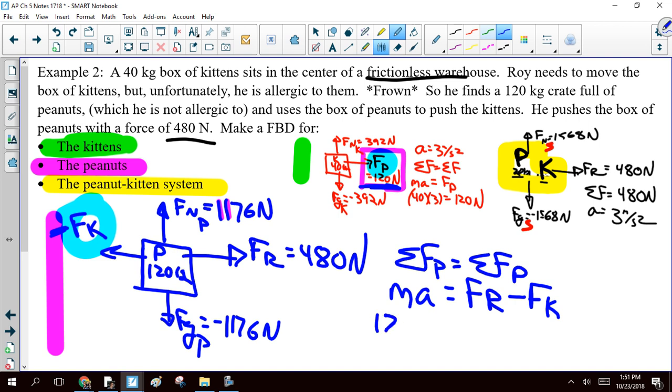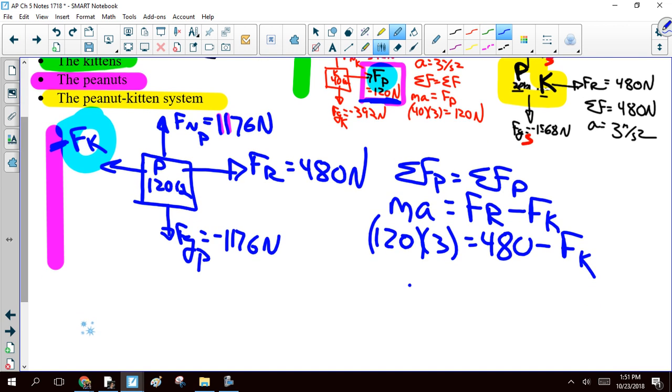So our mass is 120, our acceleration is 3, force of Roy is 480, minus the force from the kittens, right? So solve it, and you discover that the force of the kittens is, in fact, as we would hope, 120 newtons. Okay? And we're happy because it is, in fact, the same as what we got over here. All right, so that is that. So we got to muscle through.